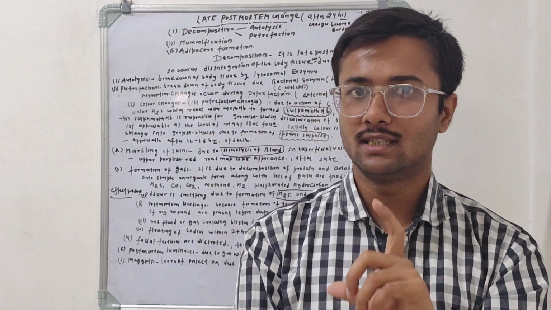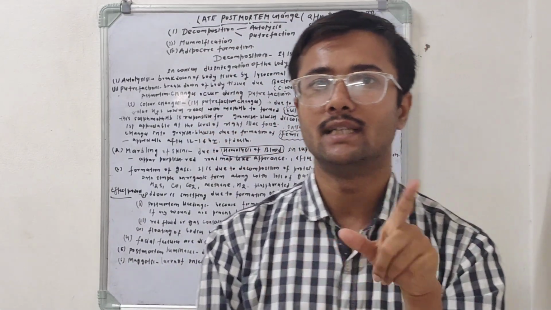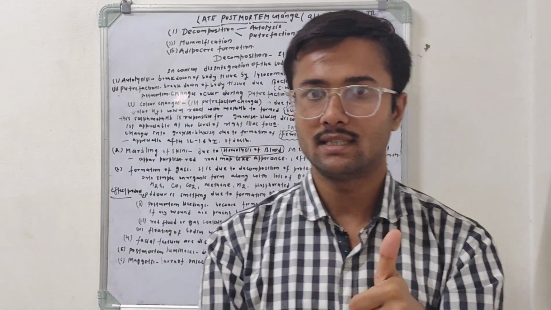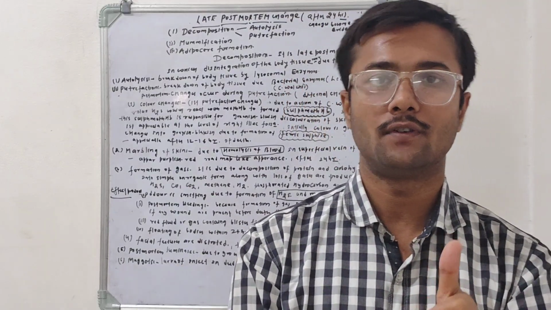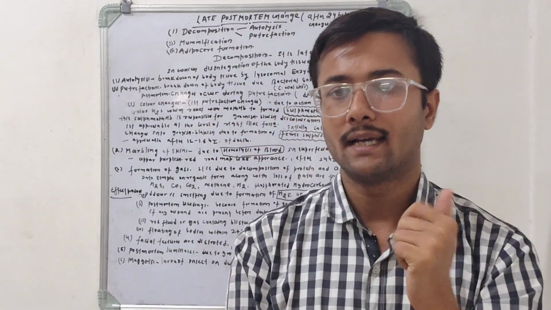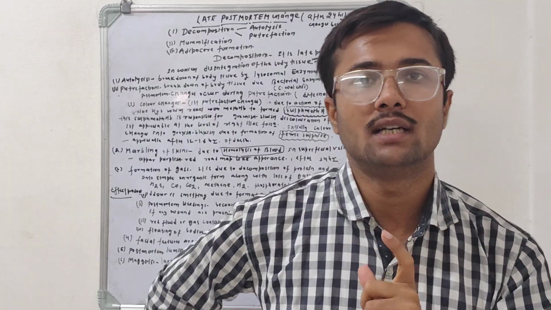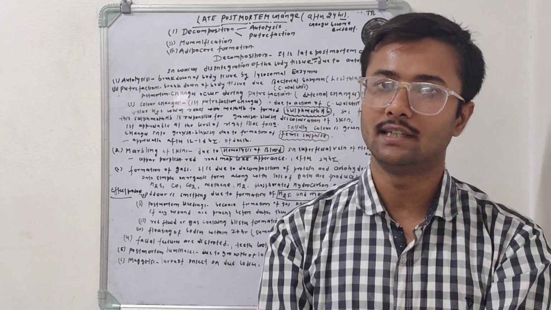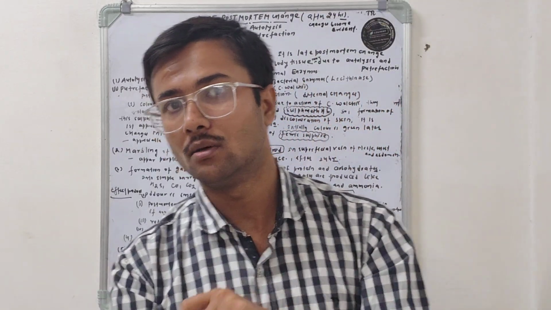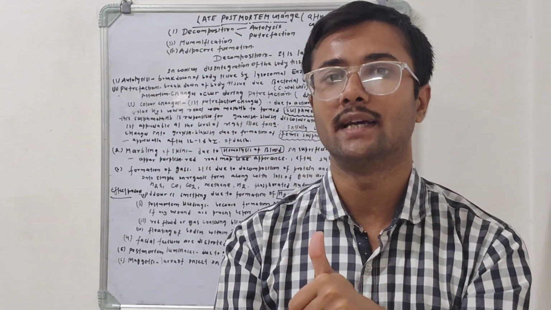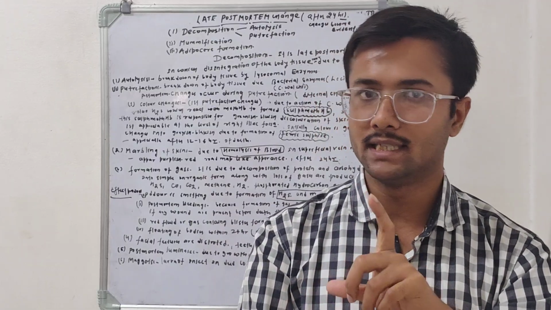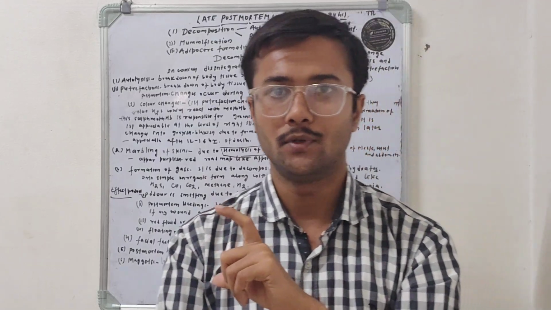So what is this slightly modified definition? Here decomposition is the late postmortem change, meaning the changes which occur due to the disintegration of body tissue. What I am telling you is that decomposition is a late postmortem change, and it occurs due to the disintegration of body tissue. So how does the body tissue get disintegrated, I mean broken down into a simpler form? This disintegration of body tissue occurs by two methods: one is autolysis and another is putrefaction.